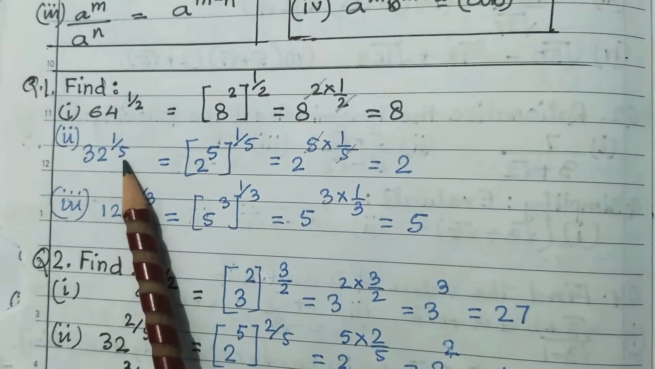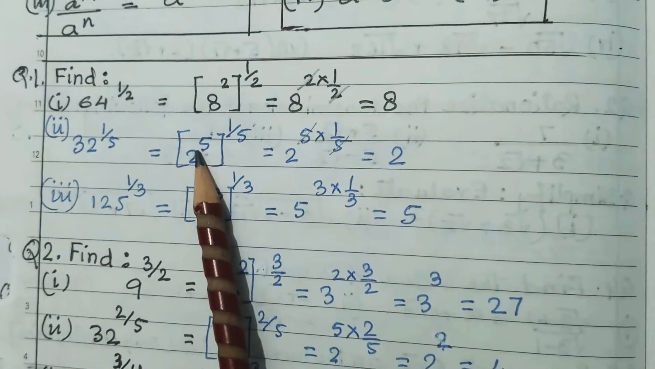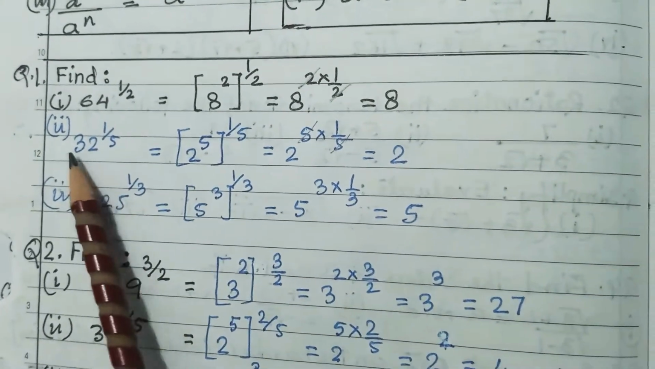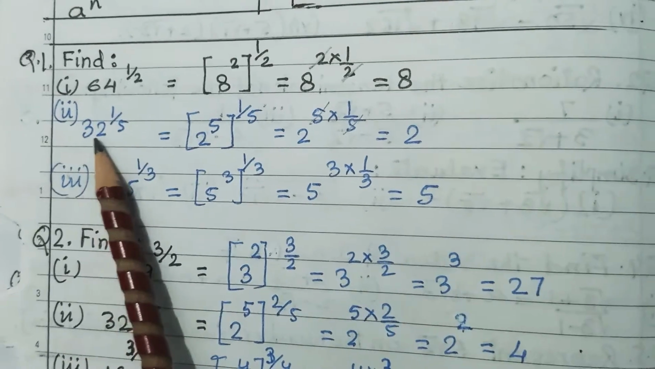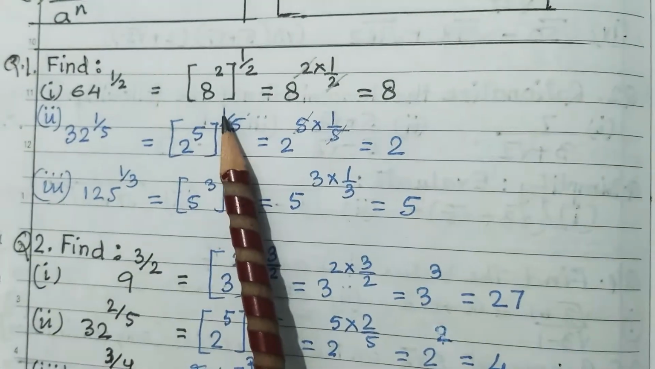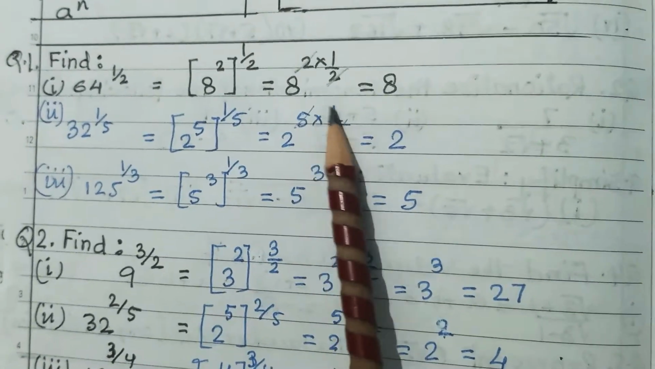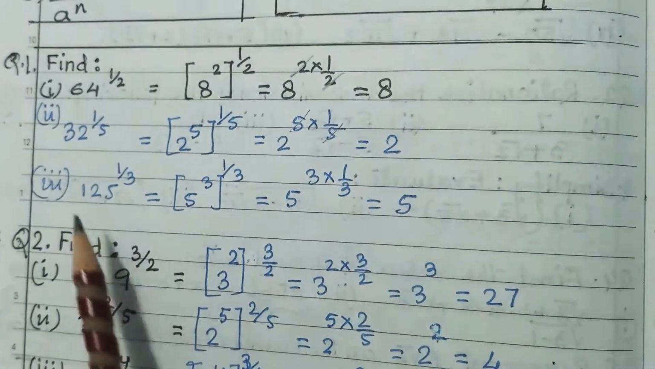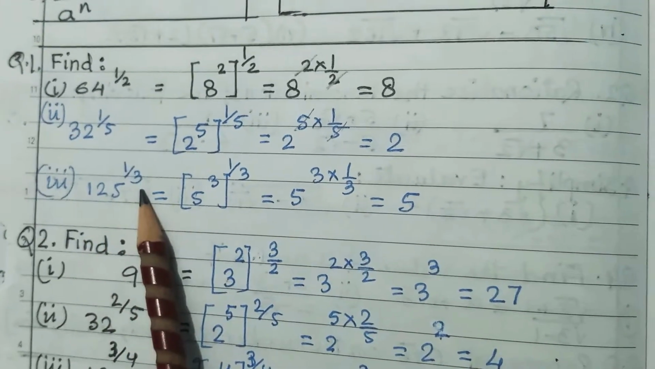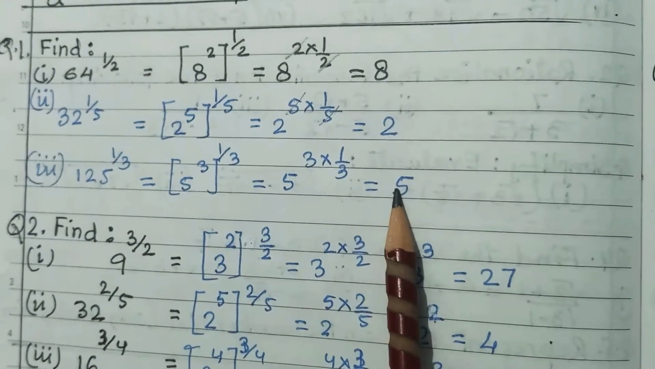32 to the power 1 upon 5. 32 means 2 to the power 5, by the prime factorization method. It is to the power 1 upon 5. So 2 to the power 5 into 1 upon 5 is equal to 2. Next, 125 to the power 1 upon 3. 125 is 5 to the power 3, so the answer is 5.